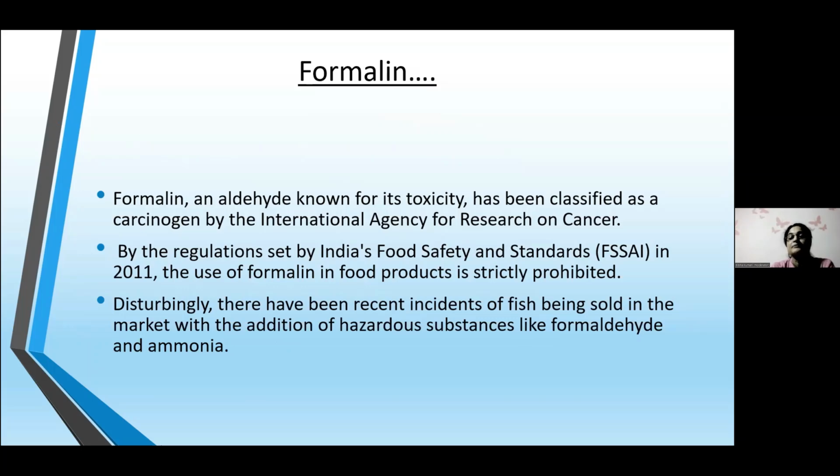By the regulation set by India's Food Safety and Standards Authority (FSSAI) in 2011, the use of formalin in food products is strictly prohibited. That means formalin can't be used in any food product, but still formalin is used in fish preservation, and it is available in every market where dead fish are sold for a longer time.